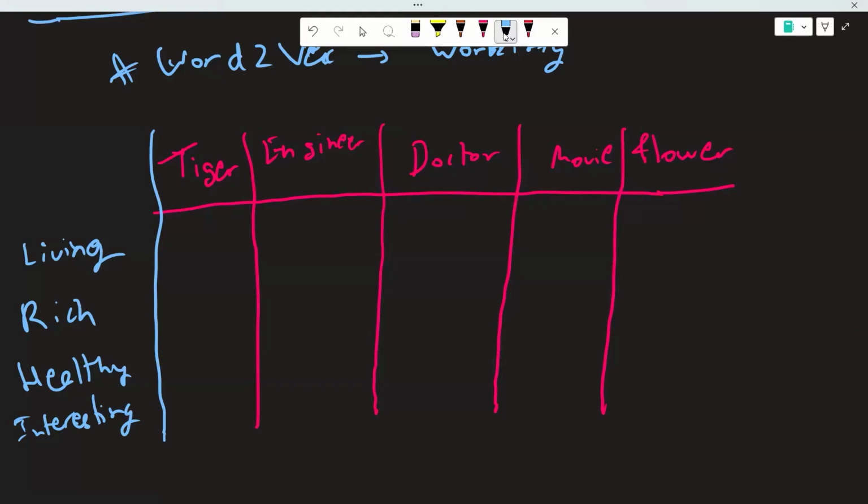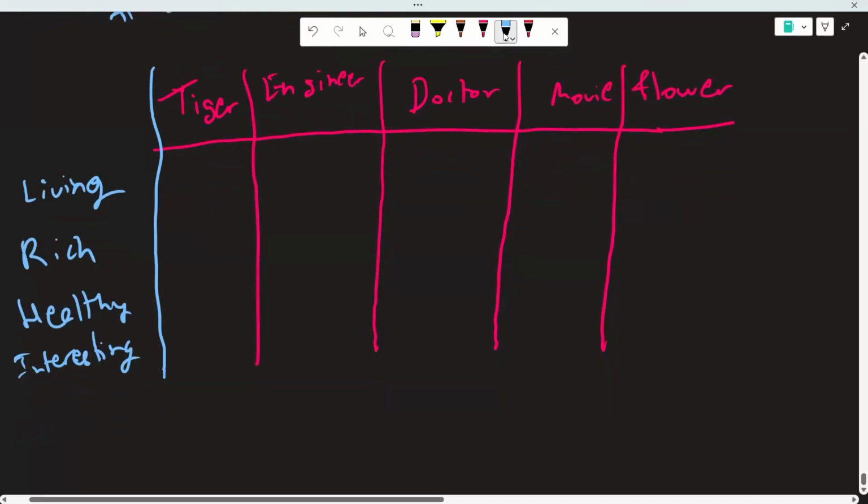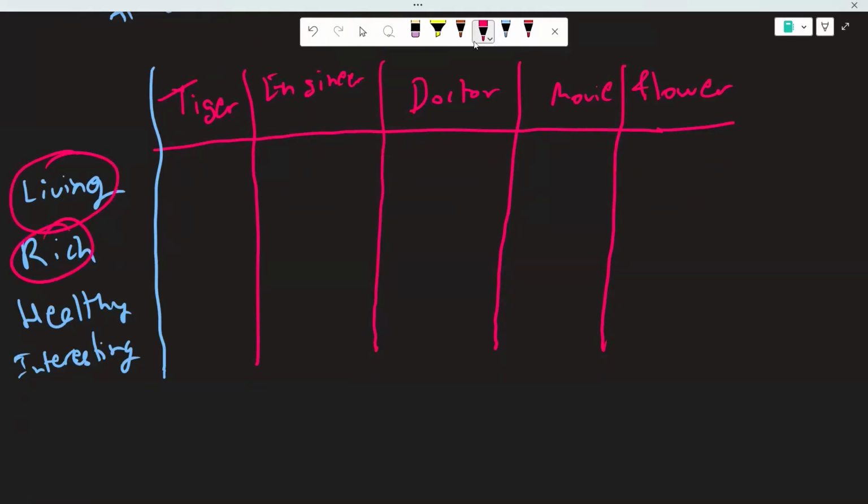Imagine you are going to create Word2Vec of different words. For example, let's say you want to create Word2Vec of living, for rich, for healthy, for interesting. Basically, for every word, you want to get the corresponding representation, right? That's what we want to get. So imagine if we can bring the data in this kind of form where we have some words in columns and some words in rows. And using this matrix, we try to give some numbers. So this is the starting point of Word2Vec.